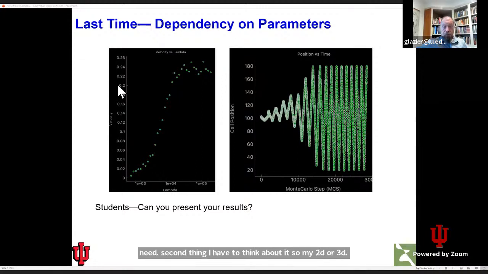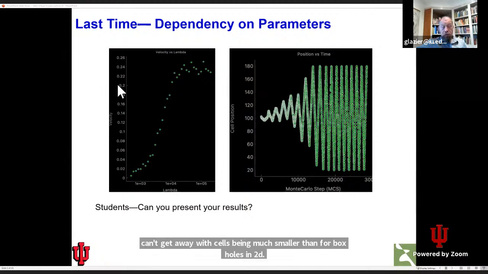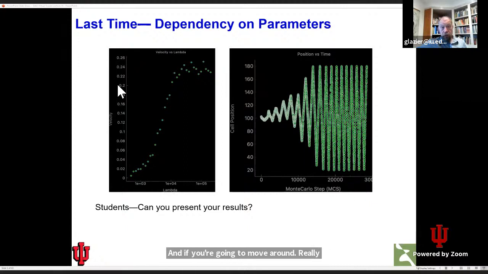And the next thing I need to think about is what the spatial resolution that I'm going to need is. In reality, in practice, you can't get away with cells being much smaller than 4 voxels in 2D. And if you're going to move around, you really need them to be at least 8 or 10 voxels if you want them to behave well. In 3D, the smallest you can do is 8 voxels, 2 by 2 by 2. And in practice, you need something bigger than that, like 32 voxels. And so that sets the minimum length scale.